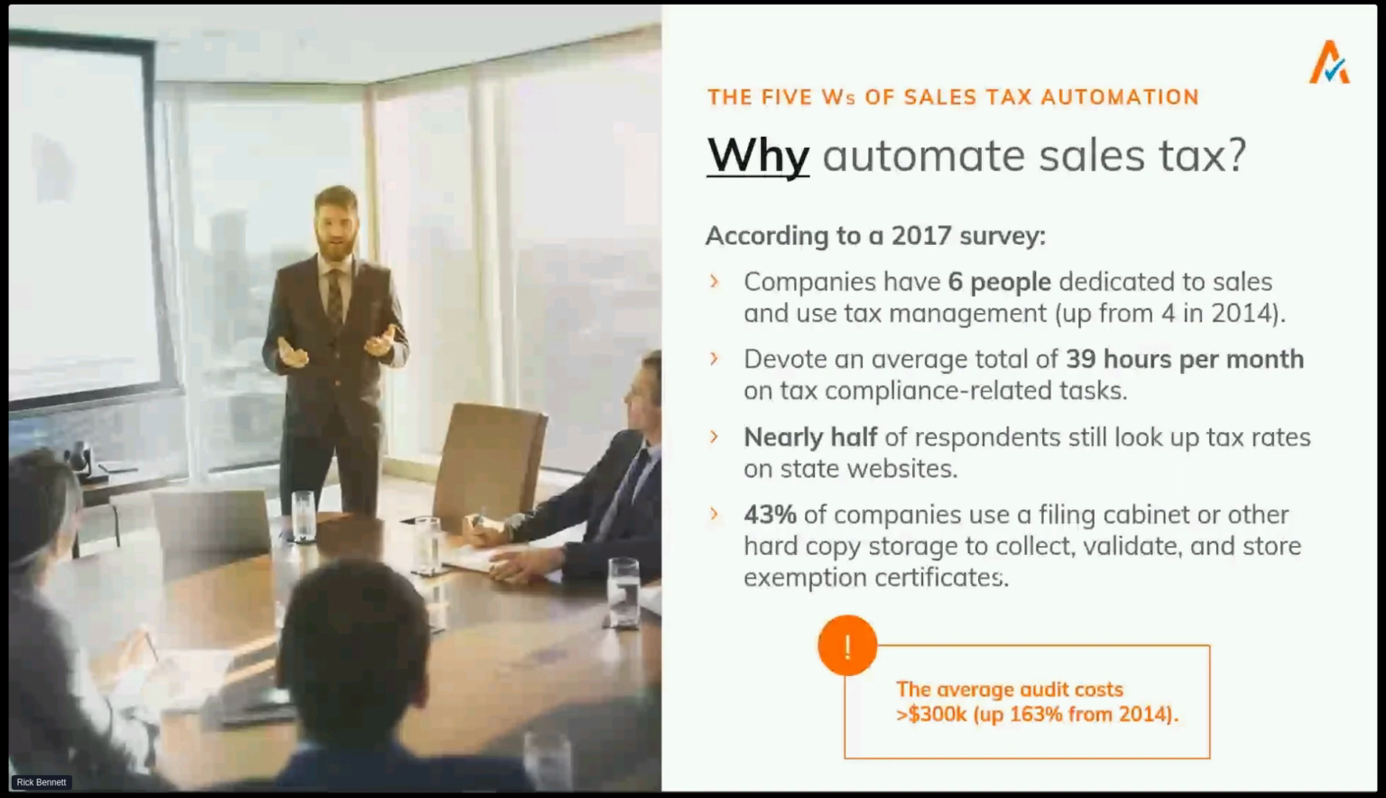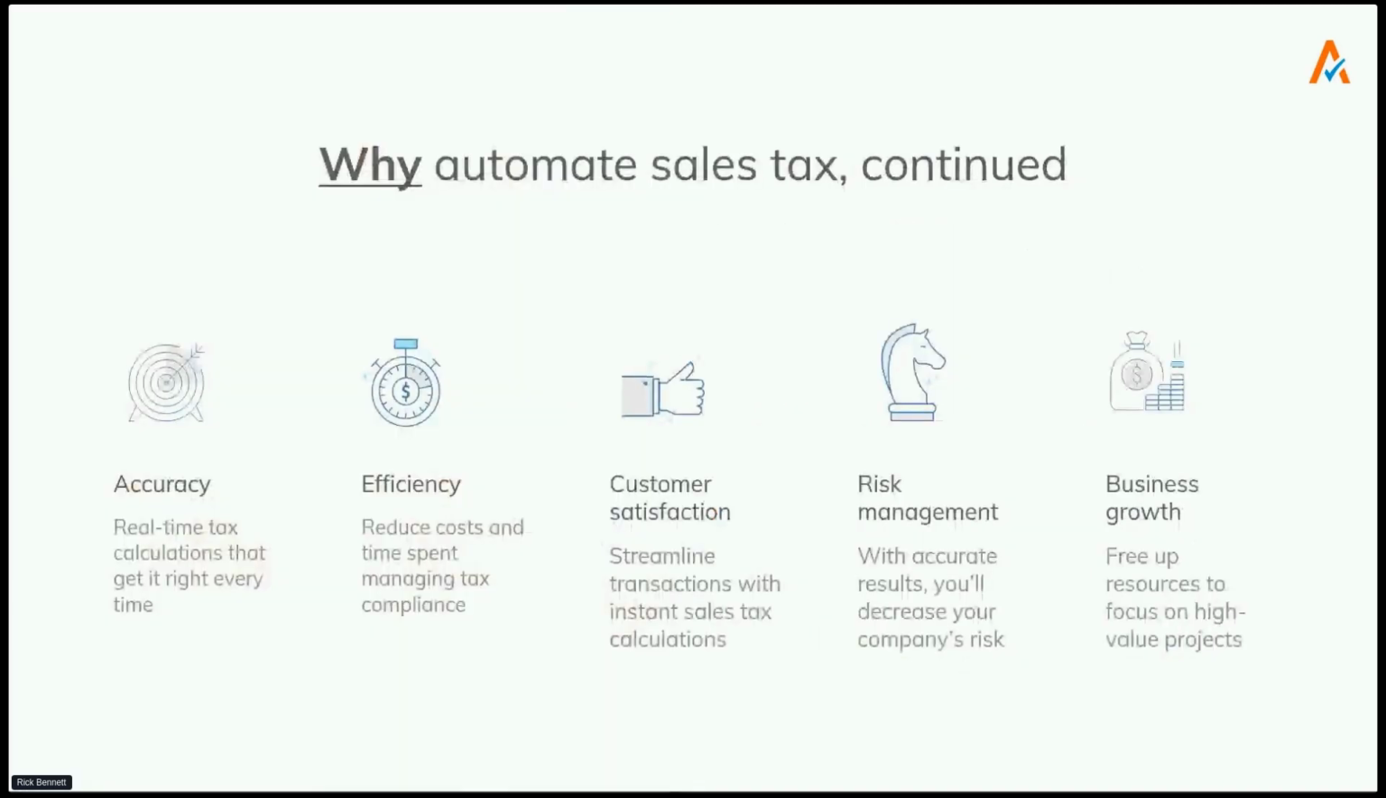As you can see here, the study shows that 43% of the companies still do things the hard way, with paper and filing cabinets and so forth, instead of automating the process. And a single audit, an auditor can locate $300,000 plus in past due taxes, and that's why you should consider automating.